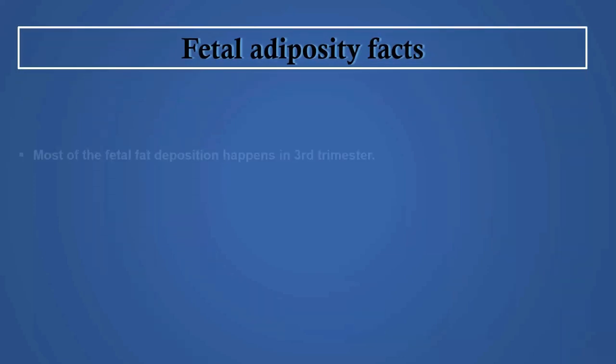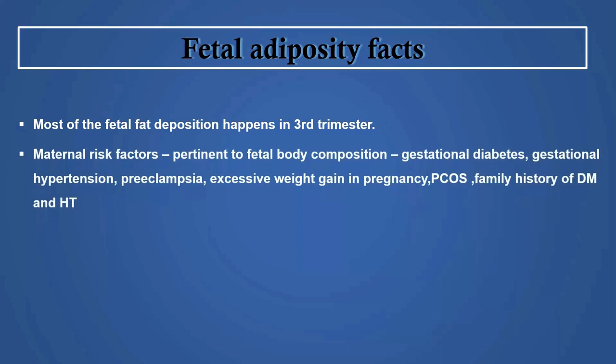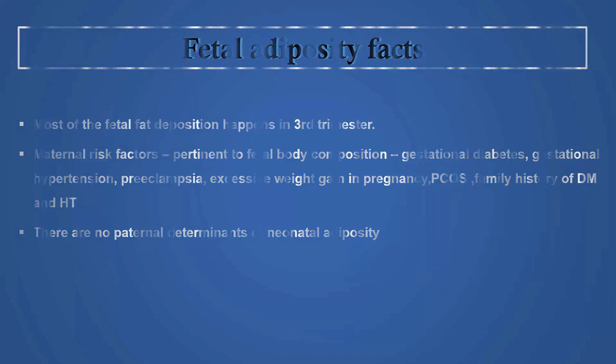Fetal adiposity facts. Most of the fetal fat deposition happens in the third trimester. There are certain maternal risk factors pertinent to fetal body composition, and these are gestational diabetes, gestational hypertension, preeclampsia, excessive weight gain during pregnancy, PCOS, family history of diabetes and hypertension. There are no paternal determinants of neonatal adiposity.